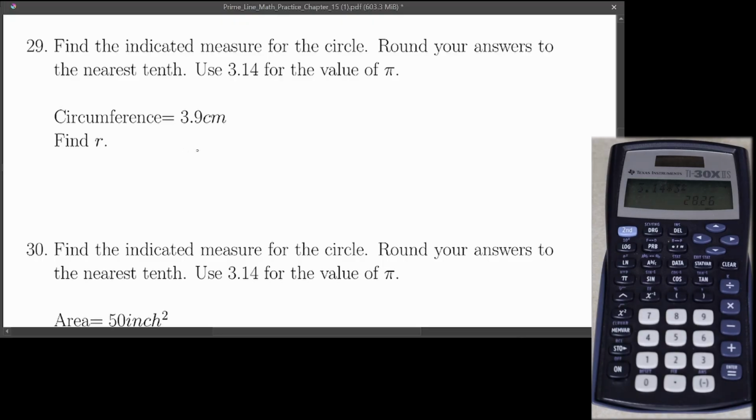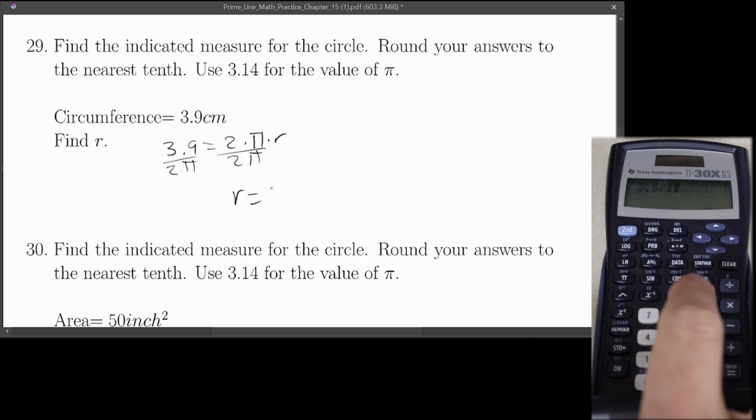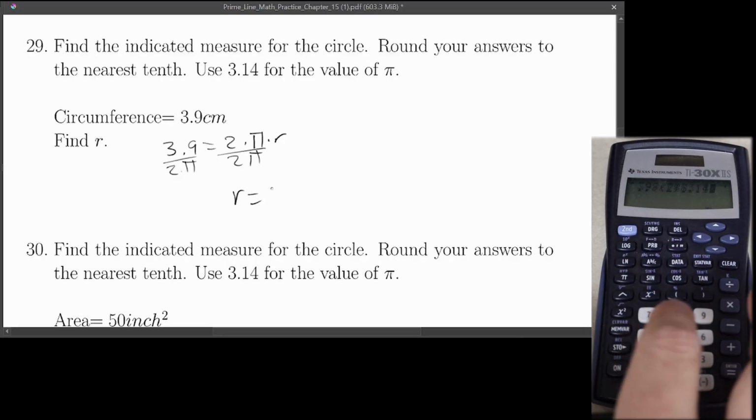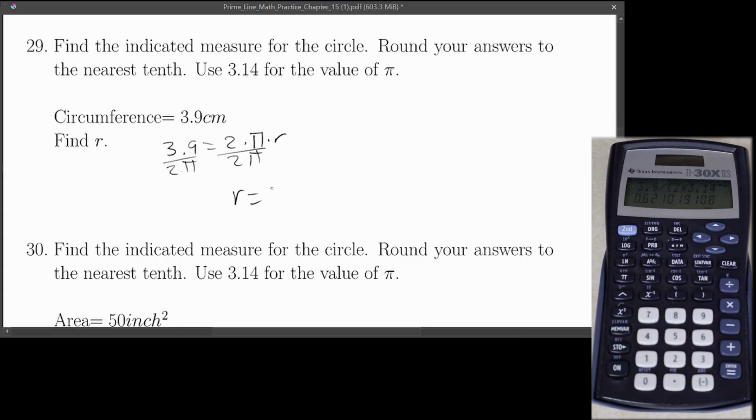All right, if our circumference is 3.9, that means that the circumference equals 2 times pi times the radius. We can divide by 2 pi, and our radius equals 3.9 divided by 2 times 3.14, and we'll get 0.62. To the nearest tenth, we'll say that's 0.6 centimeters.